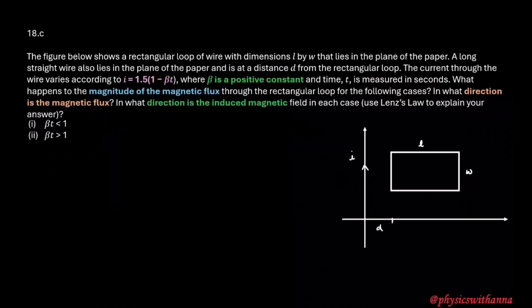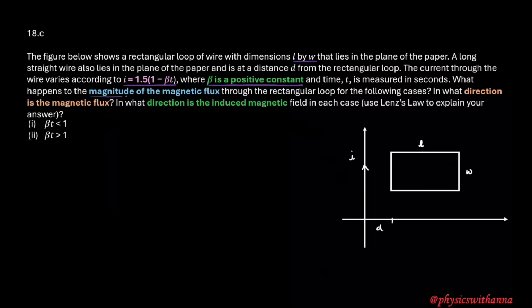Question 18C. The figure below shows a rectangular loop of wire with dimension L by W that lies in the plane of the paper. A long straight wire also lies in the plane of the paper and it is at a distance d from the rectangular loop. The current through the wire varies according to I equals 1.5(1 minus beta t), where beta is a positive constant and time t is measured in seconds.